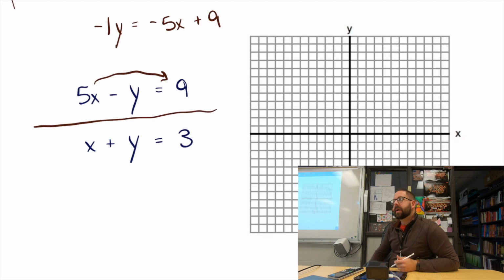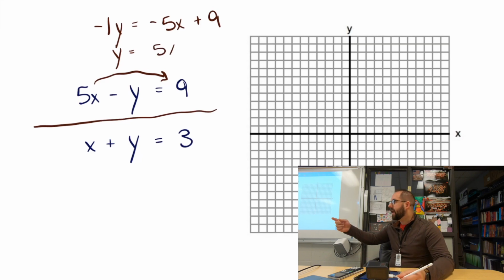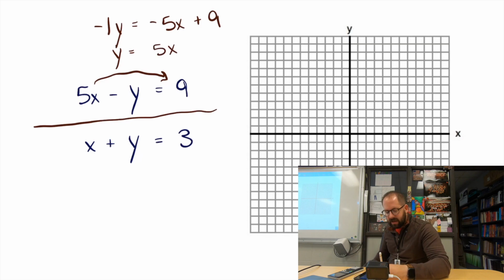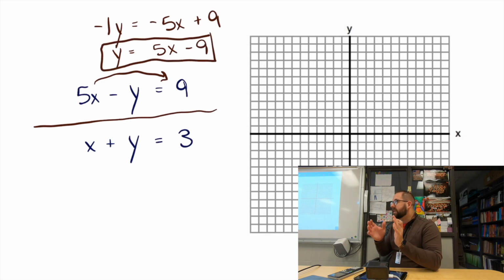Now, what's the last step? Divide by negative 1. I don't know if we've ever had to divide by a negative. I think we did it on the last one for the first time. So divided by negative 1, here's what I get. I get y equals 5x minus 9, because negative 5 divided by negative 1 is positive 5, and 9 divided by negative 1 is negative 9. This is the one I'm drawing. Again, the y is by itself. I have the x. I have that constant in the back.